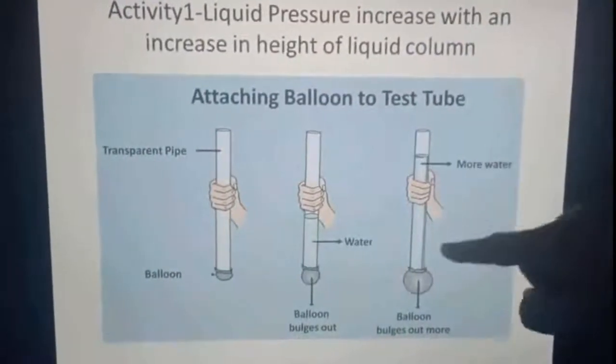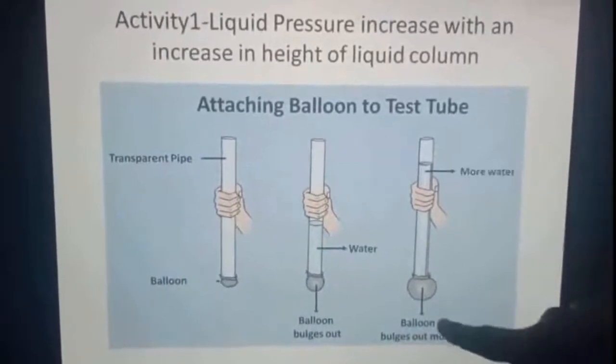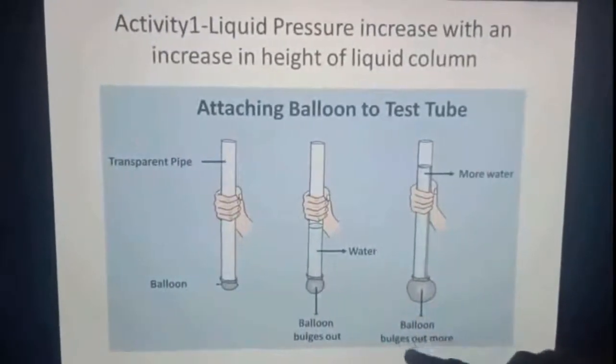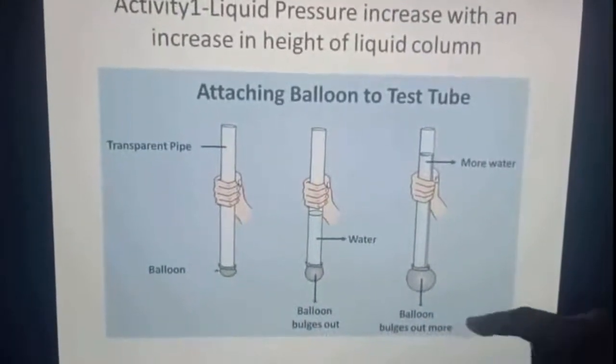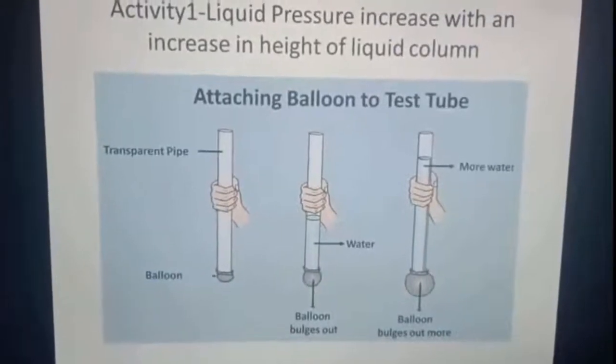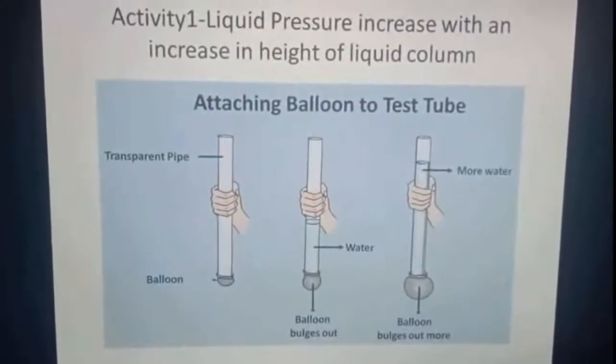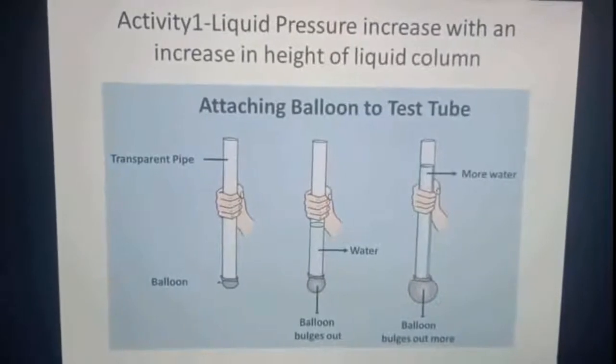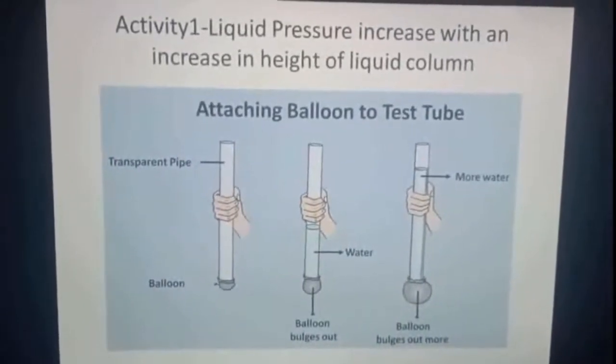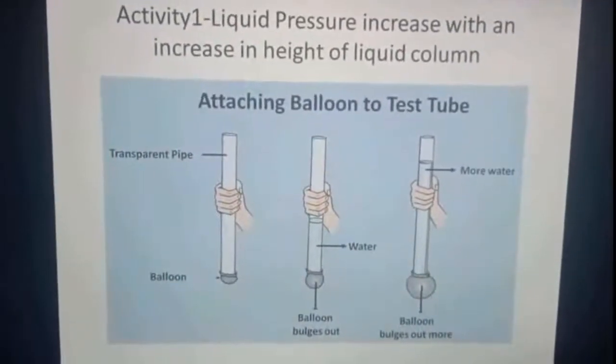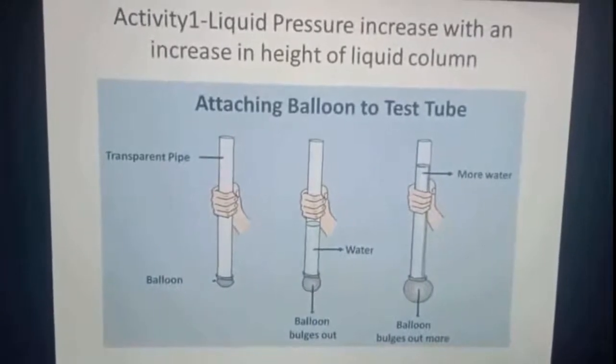Now pour some more water in the pipe. We observe the balloon bulges out more. So we conclude that the pressure exerted by the water column at the bottom of the container increases with an increase in its height.